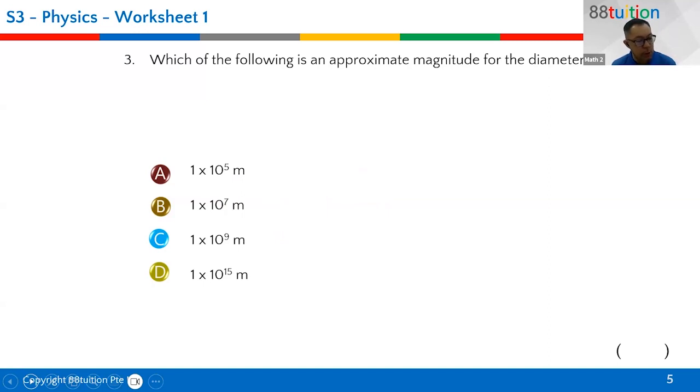Which of the following is approximate magnitude for the diameter of Earth? Okay, now we can play around with which one is possible, which one is not possible, because all are positive, all are big. So you need to memorize that table that I mentioned earlier in question 2. So diameter of Earth or radius of Earth, some books will give you is equals to 1.2 times 10 power 6 meters.